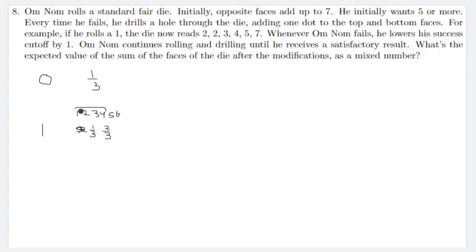Alternatively, if you roll 2 or 1, well, these will increase by 1 and these will increase by 1, but these are already satisfactory, so it doesn't really matter. So you'll have 3 unsatisfactory values and 3 satisfactory values. So this is a 1/2 chance. Combining these, we get 2/9 plus 1/6, which gives you a total probability of 7/18.